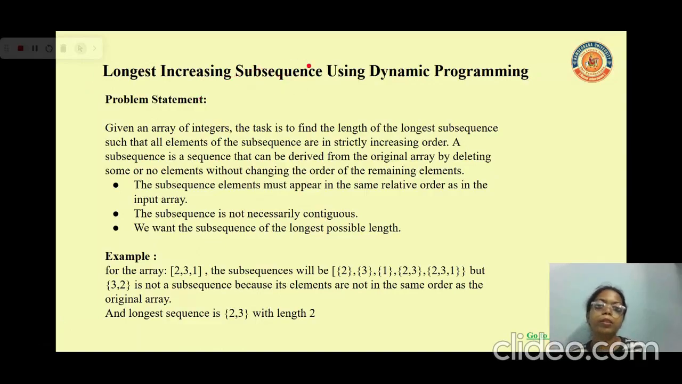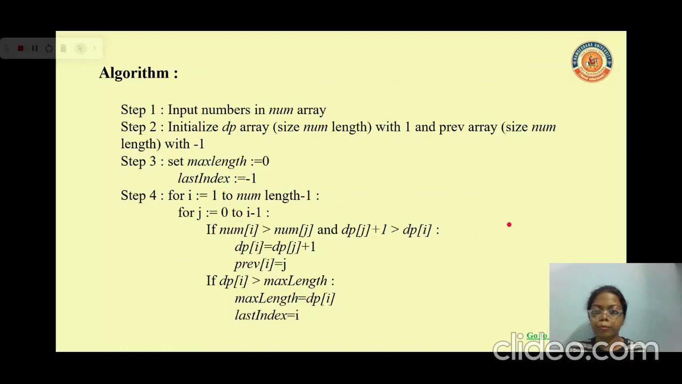So subsequence means something in which order must be preserved, and it is not necessary that it should be contiguous. If I have 2 3 1, then these are all valid subsequences, but 3 comma 2 is not a valid subsequence because order is not preserved. And here we can see 2 and 3 are increasing numbers and 1 is decreasing, so we will not consider 1. So the LIS here will be 2 comma 3 and the length is 2.